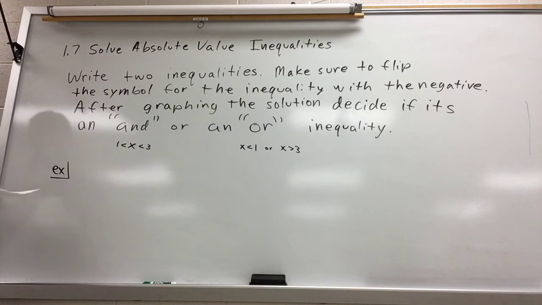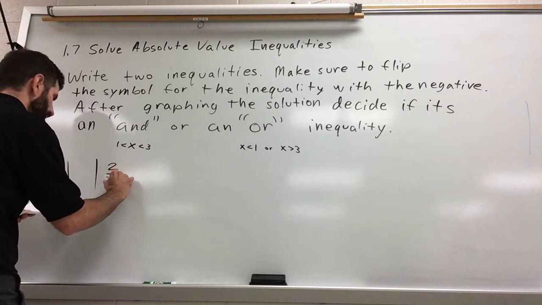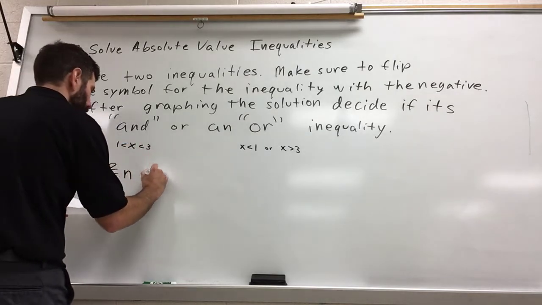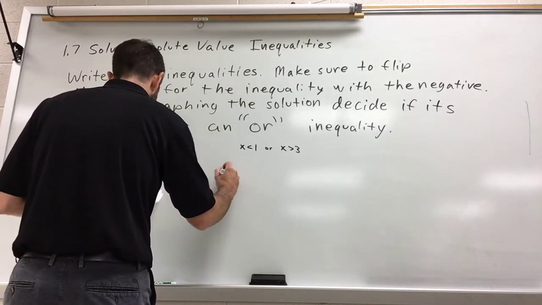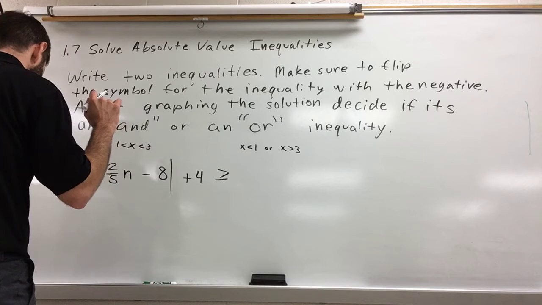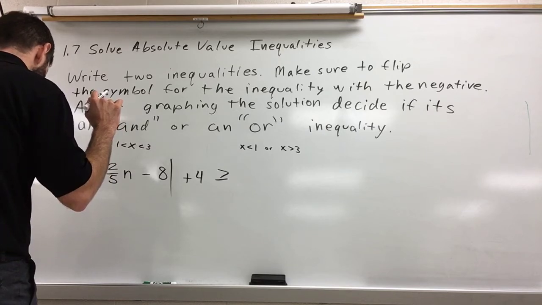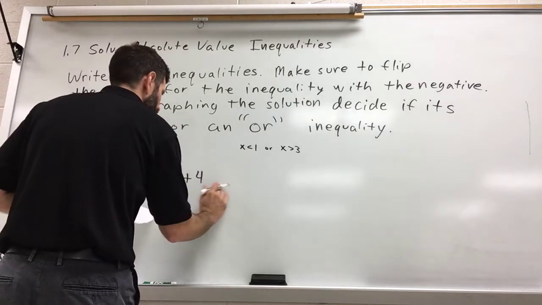Let's do one more. Absolute value of 2/5 n minus 8, close the absolute value, plus 4 is, wait a second, what do I want to do? Okay, we'll go less than. Is less than or equal to 12.